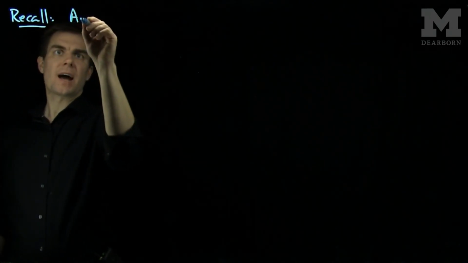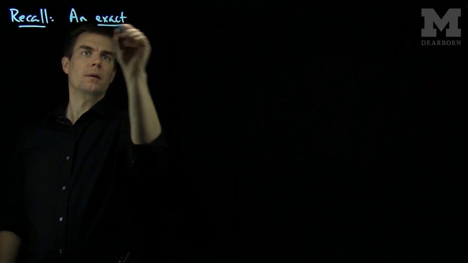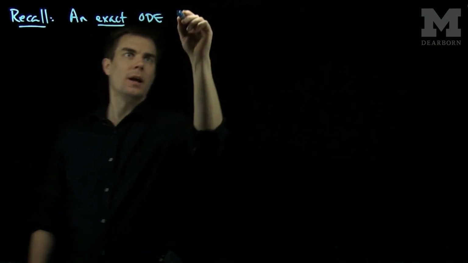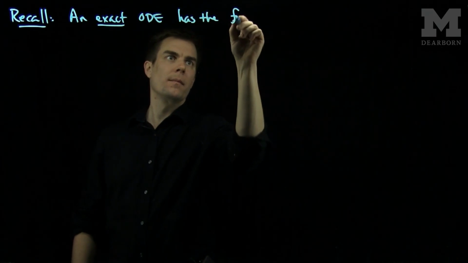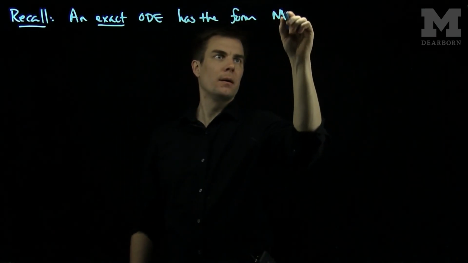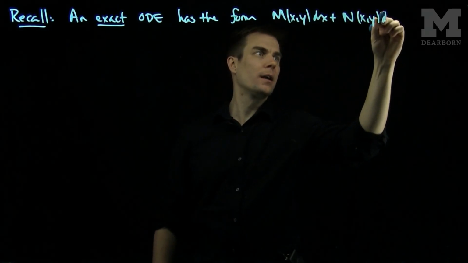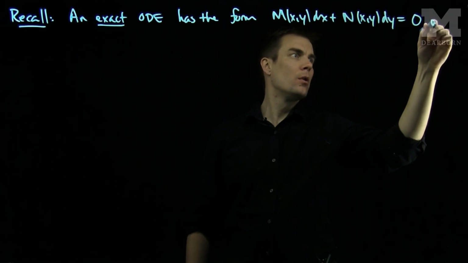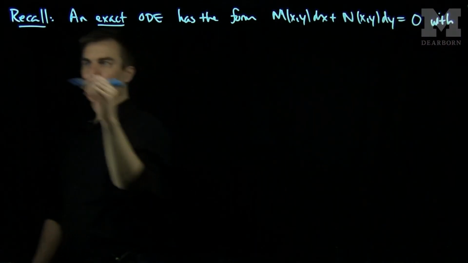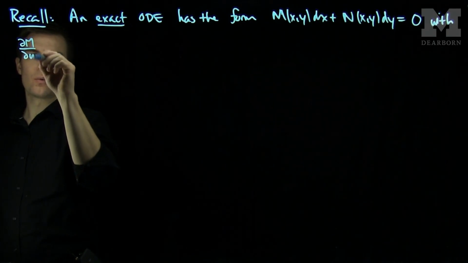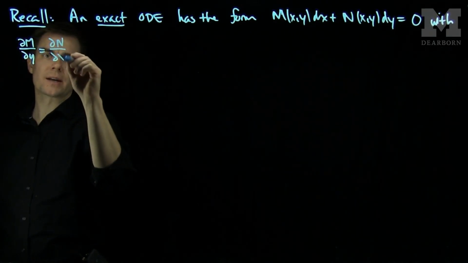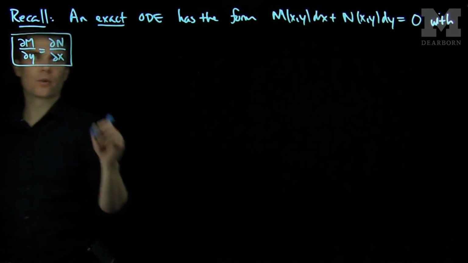Hello students, in this video we'll see an example of how to solve an exact differential equation. Let's recall, an exact ODE has the form M(x,y) dx + N(x,y) dy = 0, with the condition that partial M partial y equals partial N partial x. This is a condition we must check for exact equations.